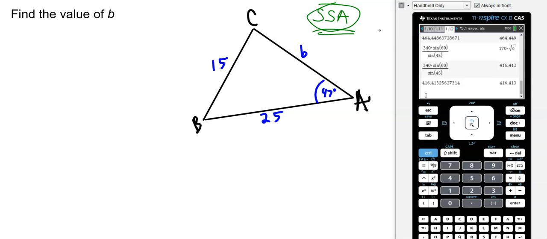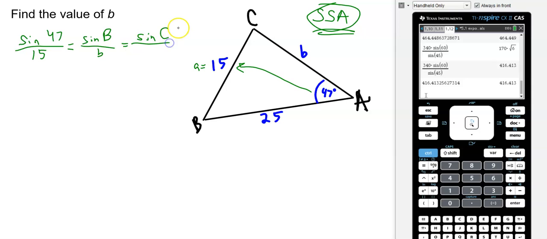So let's see if we run into trouble. We'll start solving it like normal. I see an angle that's opposite a side, so let's set that up. Sine of angle A, which is 47, over little a, which is 15, equals sine of angle B over little b. We don't know either one, so that's going to be tough to solve for right now. And then sine of angle C over little c, which is 25.